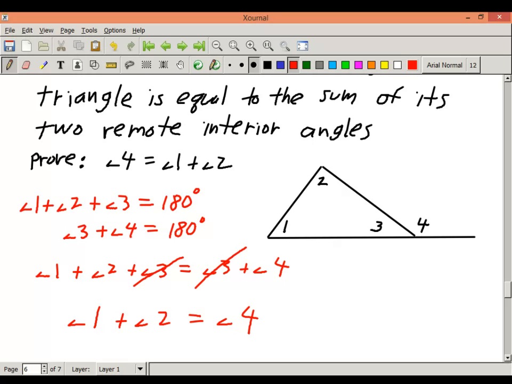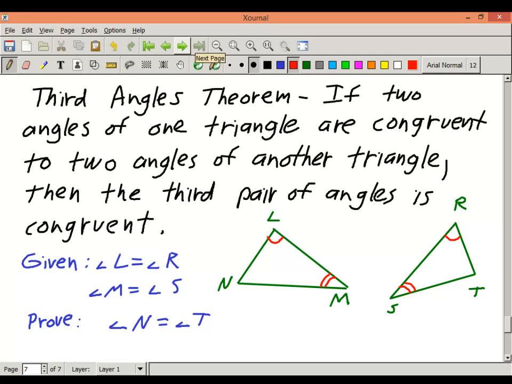Okay, we got one more theorem. It's our fifth one today. And that is the following. It's called the third angles theorem. What it says is if two angles of one triangle are congruent to two angles of another triangle, then the third pair of angles is congruent.